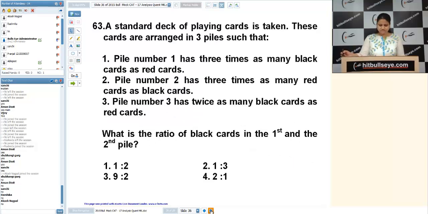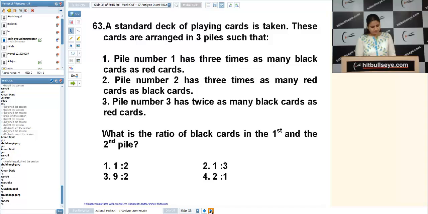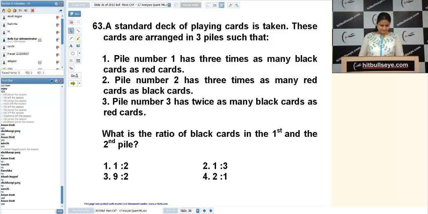Then there was a question on piles. Any problem? Pile number 1, number 2, number 3. Any problem in this? Oh, good, very good. Yes, Aman, you said yes. Should I explain this set, Aman? Please write and explain. Okay, let us see.